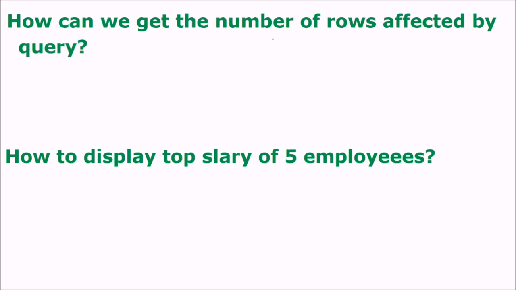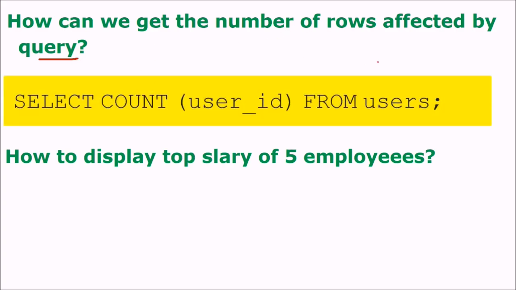How can we get the number of rows affected by a query? Of course, for these numbers you have to use the aggregate function. So we use count here. Select count user ID from users. This is just an example, users can be a table.